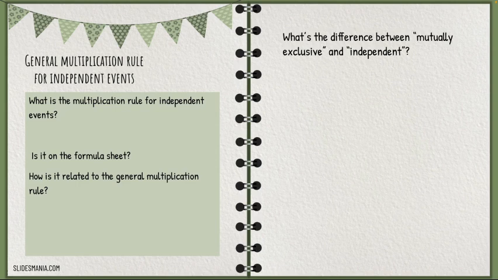Okay, general multiplication rule for independent events. Is it on the formula sheet and how is it related to the multiplication rule? Here is our rule for independent events. The probability of A and B can be found by the probability of A times the probability of B, but this is only true for independent events. This is not on the formula chart. But remember how we talked about the coin being tossed? Each of those are independent of each other, so you would just multiply half times half.